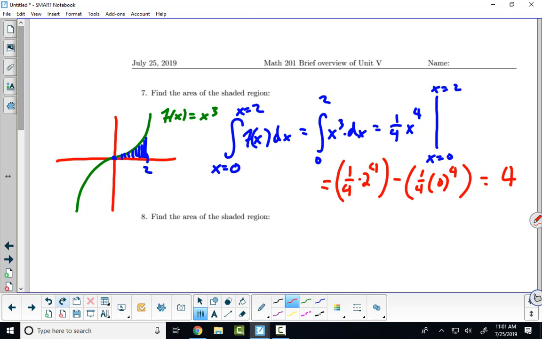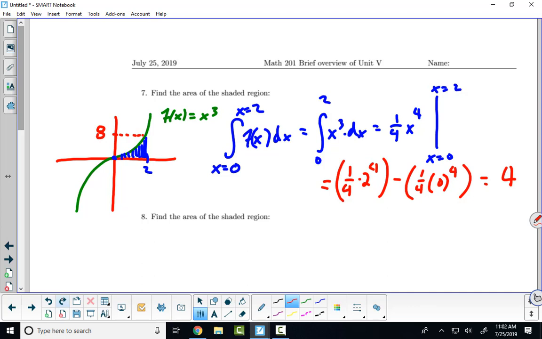Oh, that's nice. Not always do these work out nicely. Okay. What does that 4 stand for? Is that the height of this function? No, what is the height of this function here? 8. What does that 4 stand for? The area. The area of the shaded region.